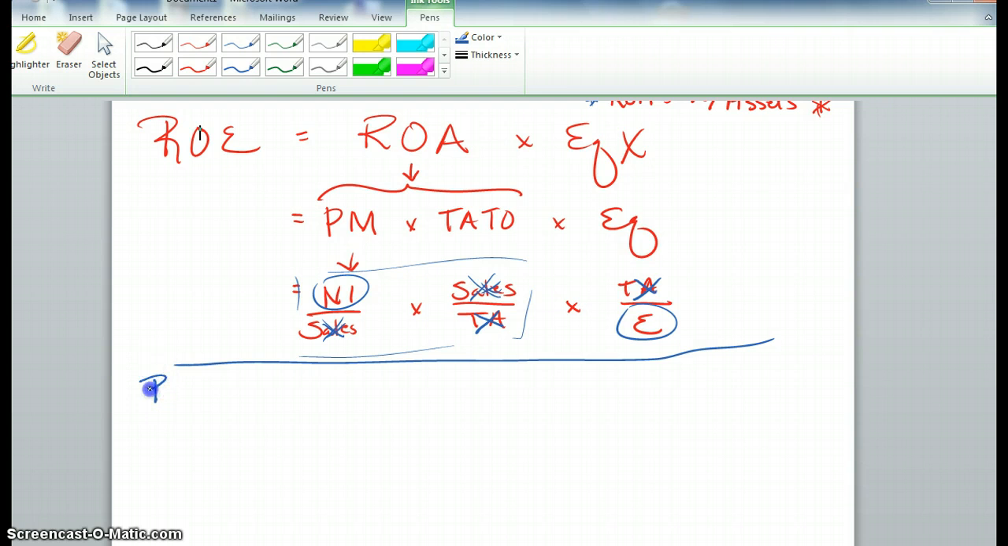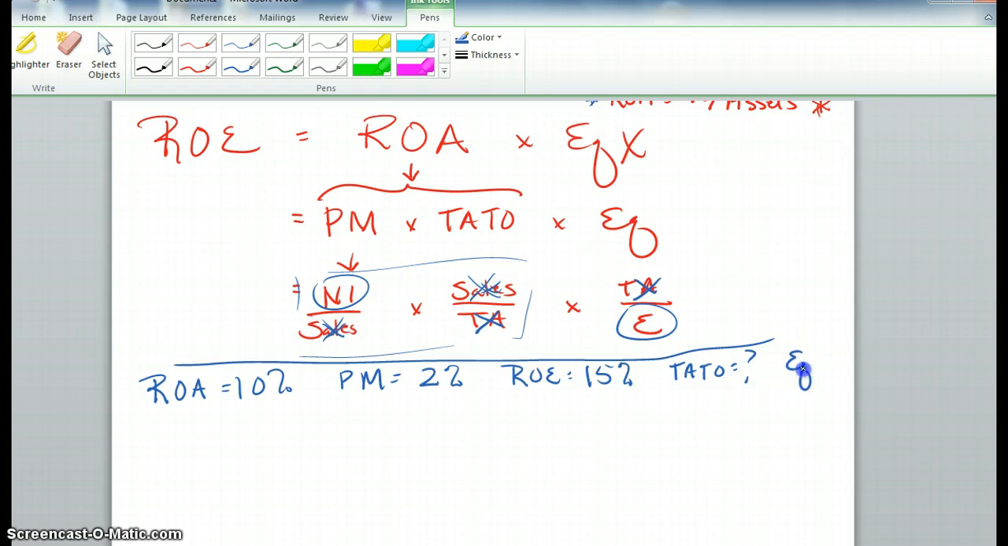But when I do problem 4-3 or any problem in finance, I always want right in front of me what information I do have. And they give us return on assets equal 10%, profit margin is 2%, ROE is 15%, and you're asked to solve for TATO, total asset turnover, and you're also asked to solve for the equity multiplier, what those two things are.